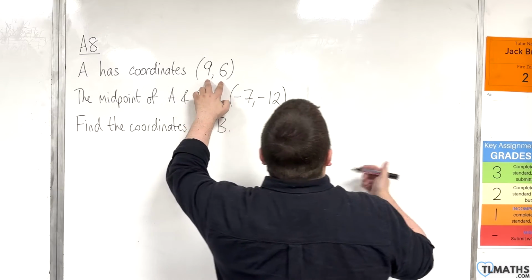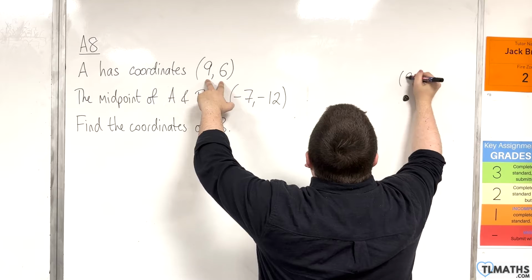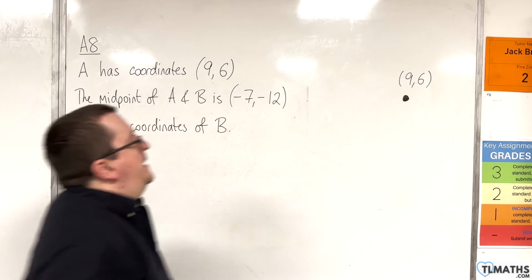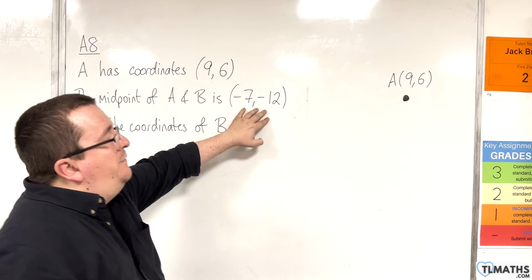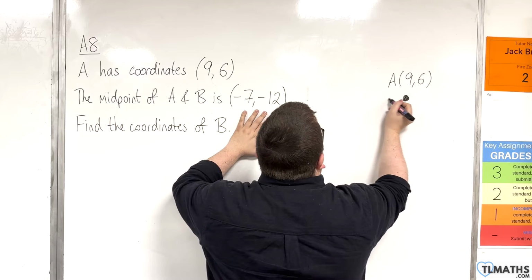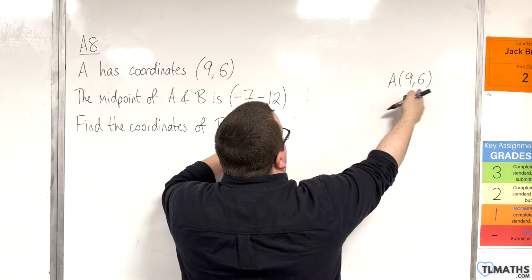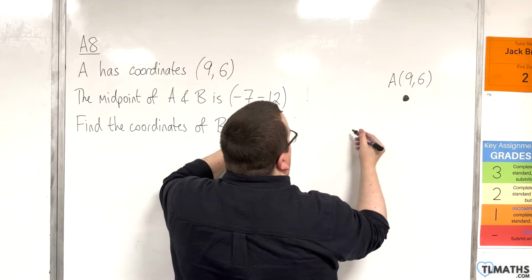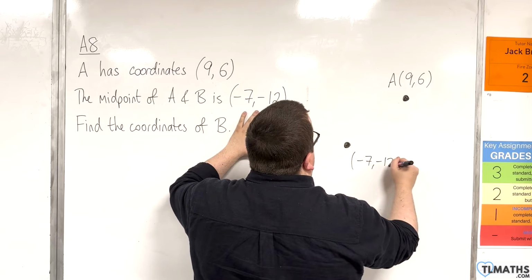So A has coordinates (9, 6). I'm not going to bother drawing a grid because I can easily make it too big if I'm not careful. So let's just put a point on (9, 6). So that's A. Now the midpoint of A and B is at (-7, -12). All I need to know for my diagram is that that is to the left and down, because we're at (9, 6) here, so -7 is definitely to the left, and -12 is definitely below 6. So somewhere here would be perfectly fine. That is my midpoint.